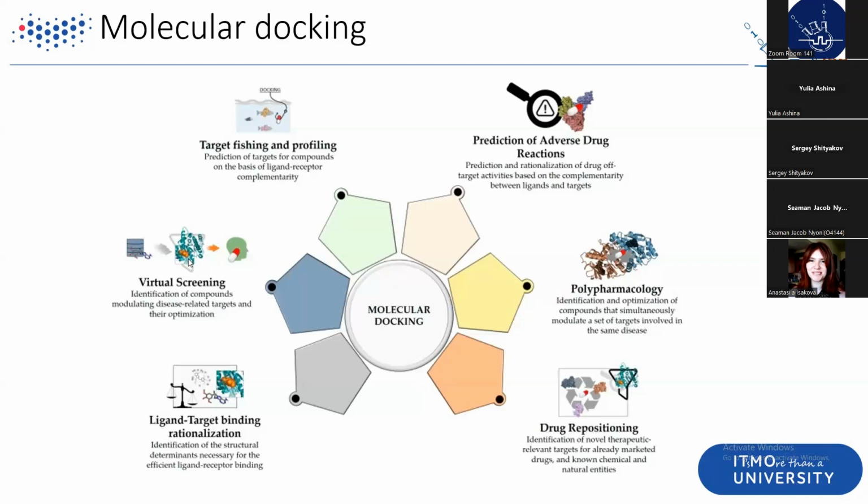And some drugs are promiscuous. They tend to bind various protein targets, and also this might be due to the different side effects and adverse reactions associated with these particular drugs. Sometimes molecular docking can be used for drug repurposing, and we also had some projects. I will talk about it in the next lectures, where we can identify novel therapeutically relevant targets for already marketed drugs and known chemical and natural entities.